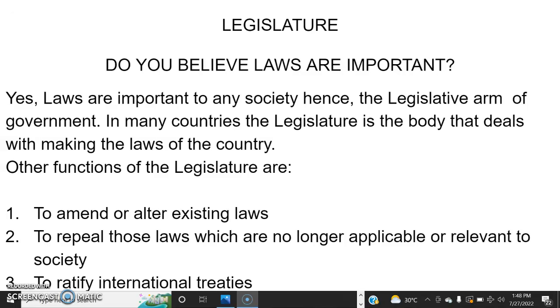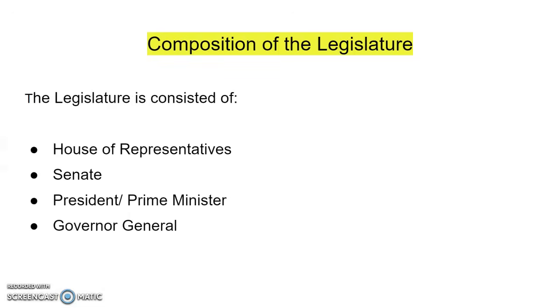However, there are other functions, and you may be asked to identify three functions of a legislative branch of government, right? You could also write the legislative branch of government amends or alters existing laws. They repeal those laws which are no longer applicable or relevant to society. You could also write the legislative arm of government also ratifies international treaties, right? So those are just some of the other functions of the legislative branch of government.